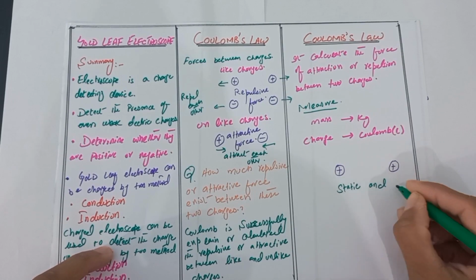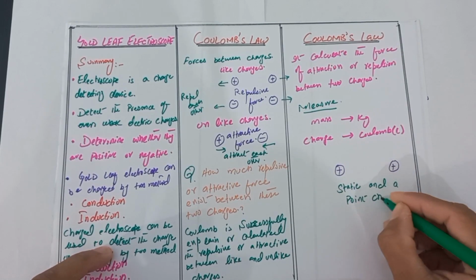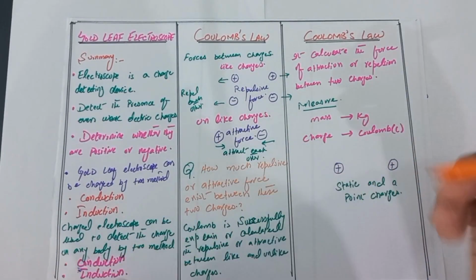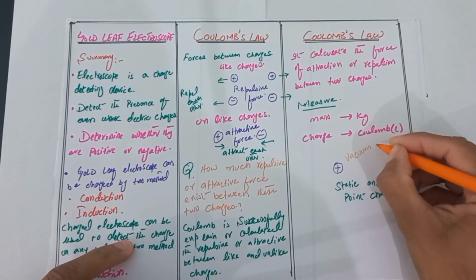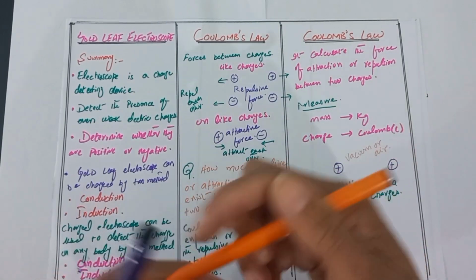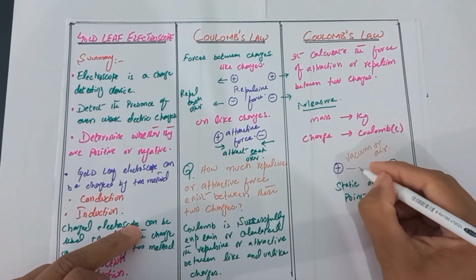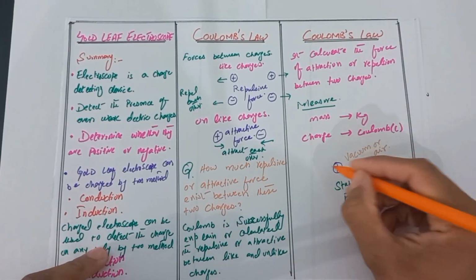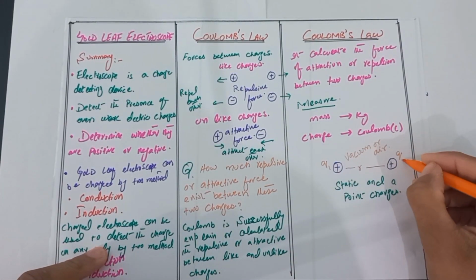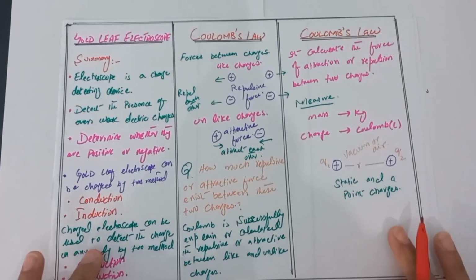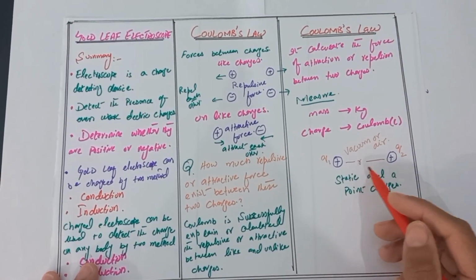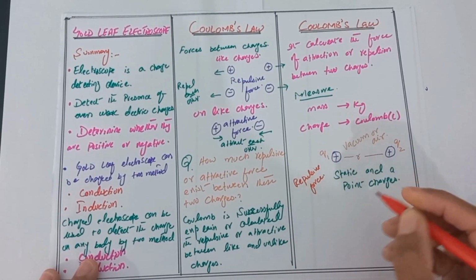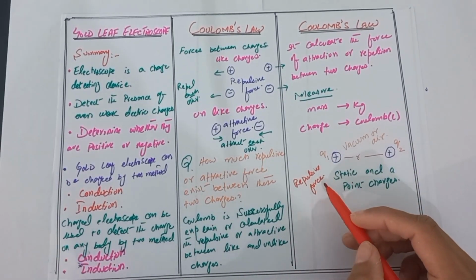Now consider two like charges, say plus charges, that are static and point charges. I keep them in vacuum or air. The distance between these charges is R. The magnitude of one charge is Q1 and the magnitude of the other is Q2. We already know that the force between these two charges is repulsive, but we do not know how much. We calculate it by using Coulomb's law.